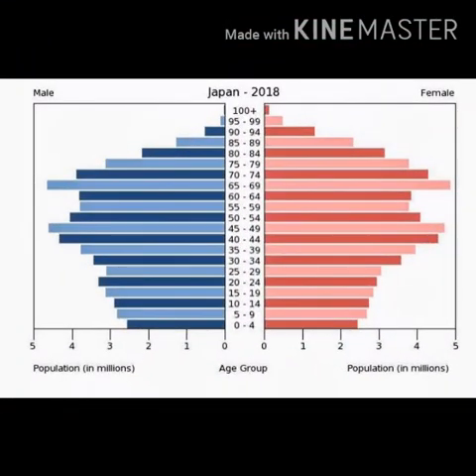The population pyramid of Japan, which has a narrow base and a tapering top, shows low birth and death rates. The population growth in developed countries is usually negligible.